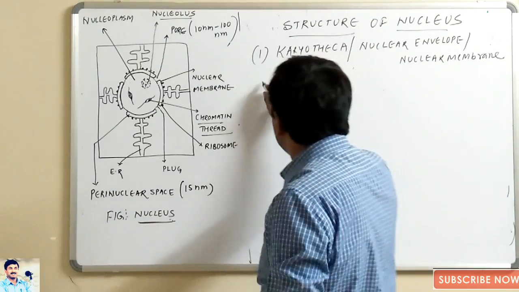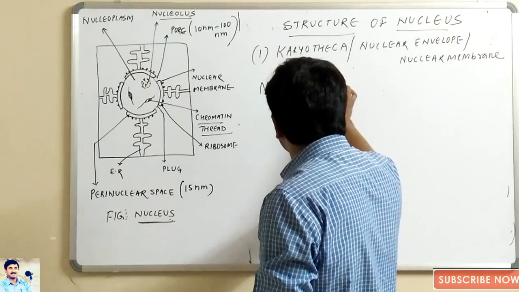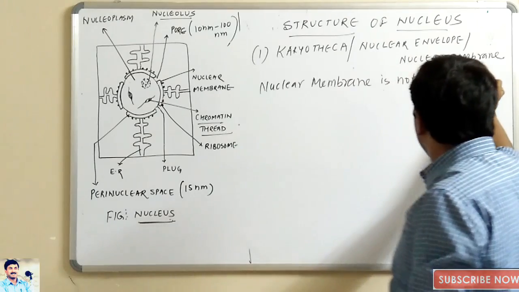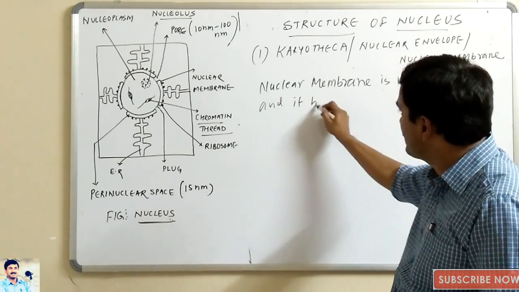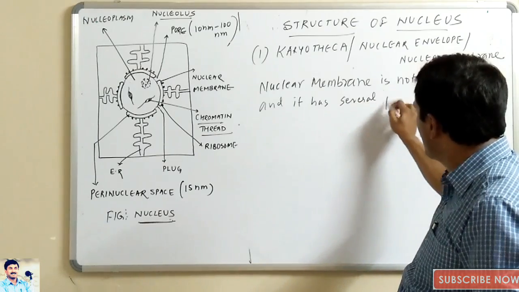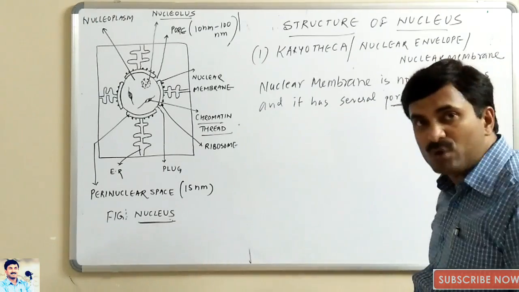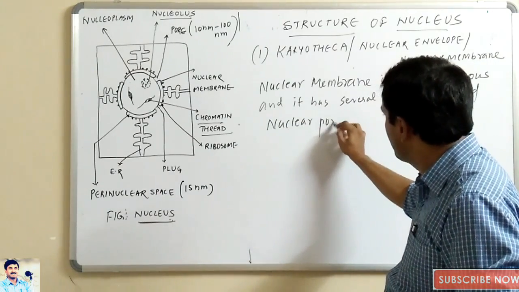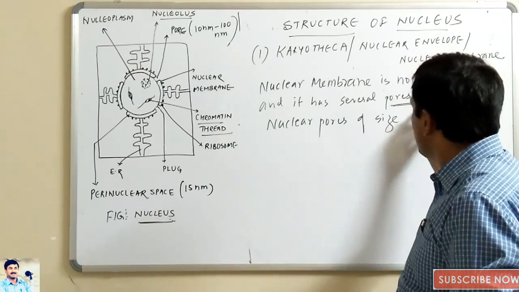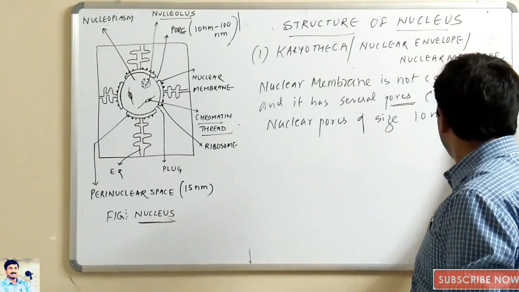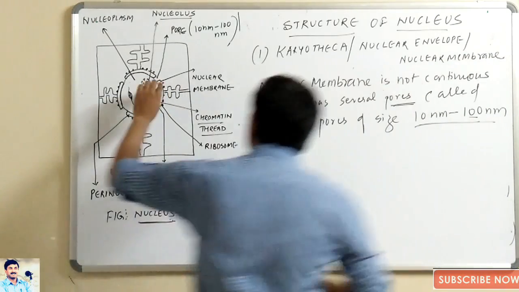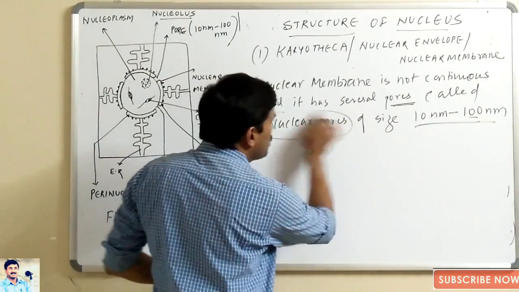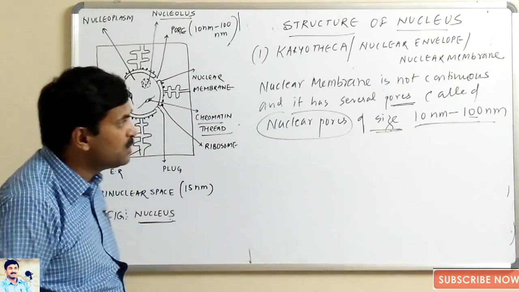Now one thing you are seeing is that the nuclear membrane is not continuous. It has several pores, right? Several pores called what? Nuclear pores, of size 10 nm to 100 nm. So the nuclear membrane is not continuous, and it has pores at certain places, and these pores are called nuclear pores, and the size of the nuclear pore is 10 nm to 100 nm.